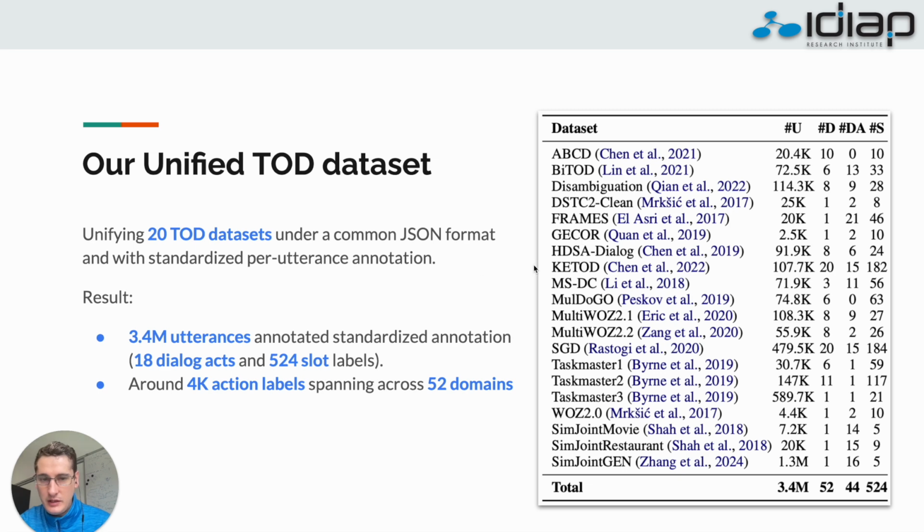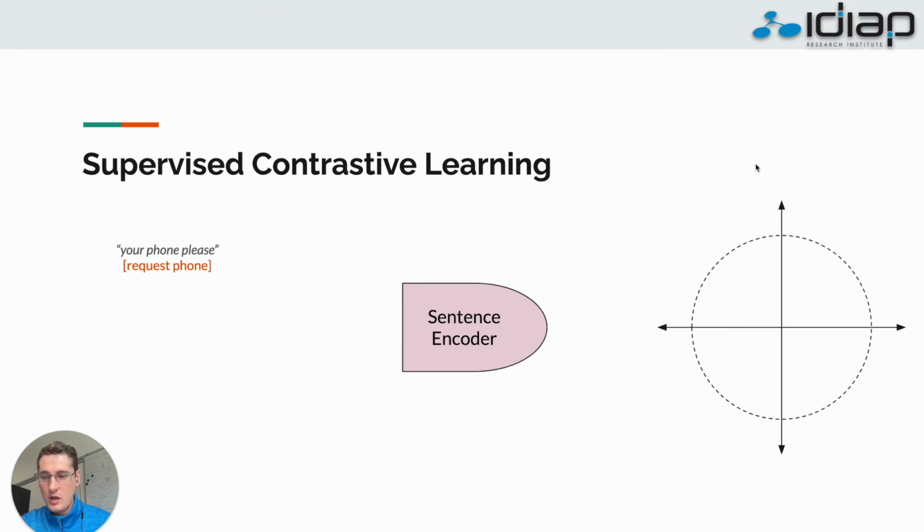To do this, we managed to unify 20 task-oriented datasets under a standardized dialog act and slot annotation. We ended up with a corpus of 3.4 million utterances that contains 18 dialog acts and around 500 slot labels. This gave us a total of around 4K action labels, the canonical step labels, that span across 52 domains.